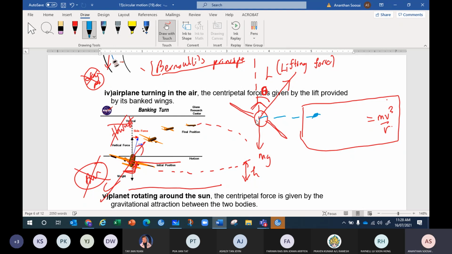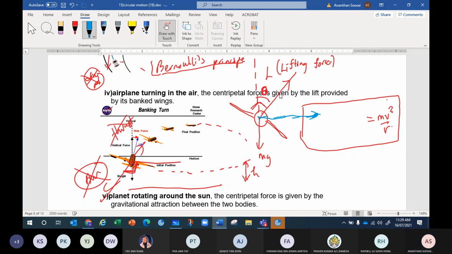Anyone? Which force do you think acts towards the center? The lifting force. Yes, the lifting force, diagonally. So how do you write it here? Are you going to write L or the component? The horizontal component of the lifting force contributes towards the center of the circle, because L can break into vertical and horizontal. The horizontal one is acting towards the center. So L sine theta or L cos theta equals mv squared over r?